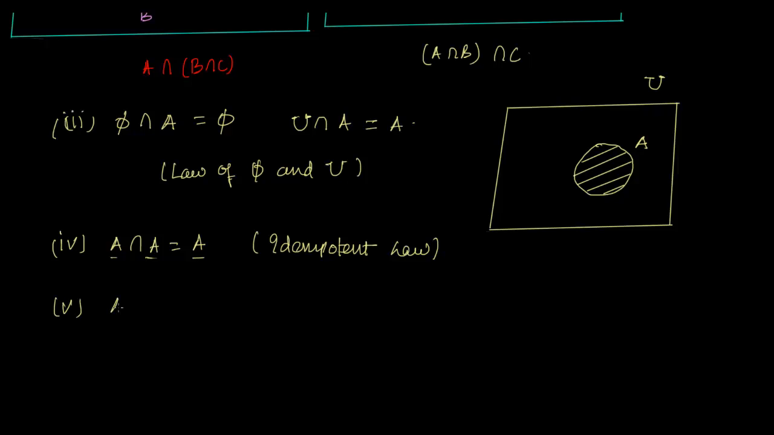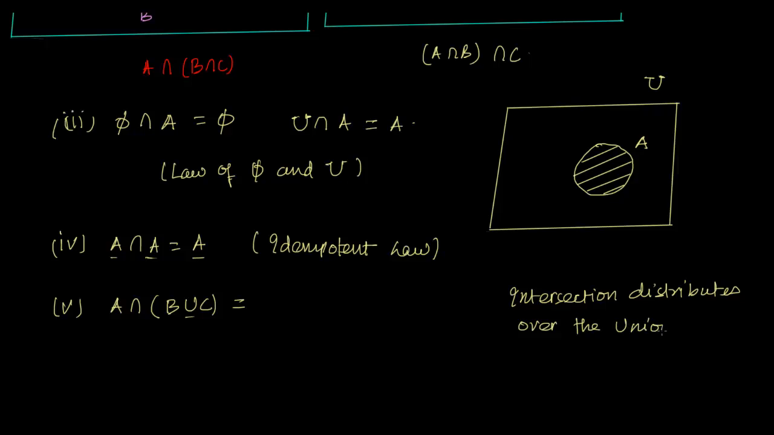Fifth is, and this is an interesting one, A intersection B union C is like this, distributing over the union. So we say that intersection distributes over the union. So there is A intersection B.